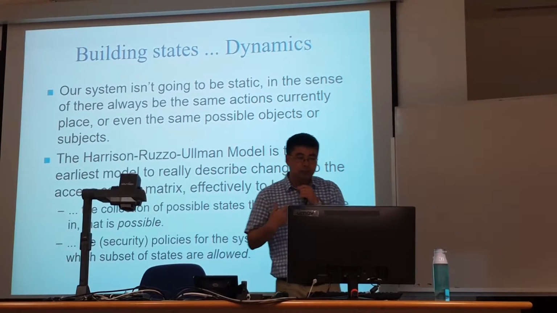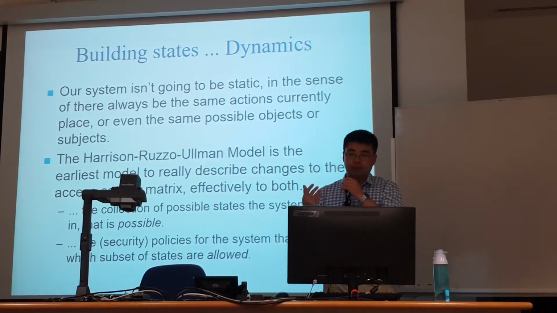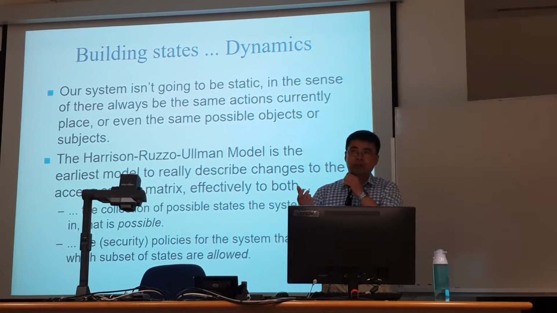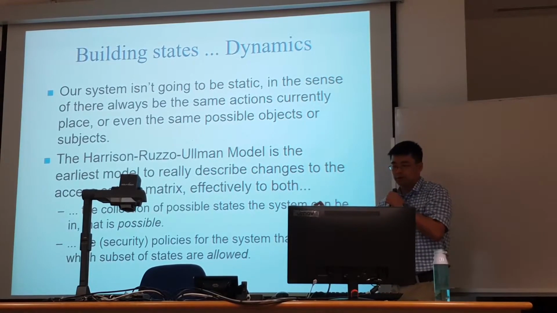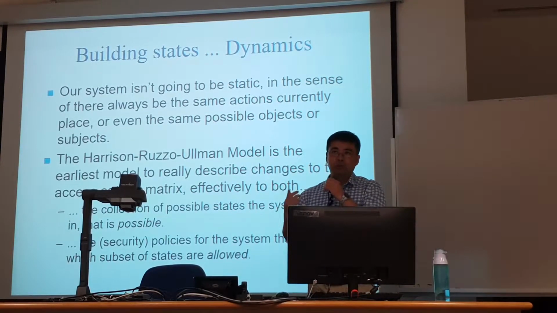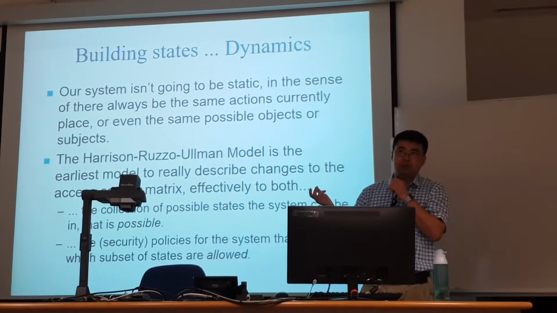Right? So the dynamics can apply to the system state. It can also apply to the access policy. Because someone may change the access policy while other people are accessing the files. For example, Alice is reading file 1, but now the owner of file 1 or the root user wants to revoke this permission. That means the root user or the owner of the file wants to remove the read capability, the permission, from Alice.